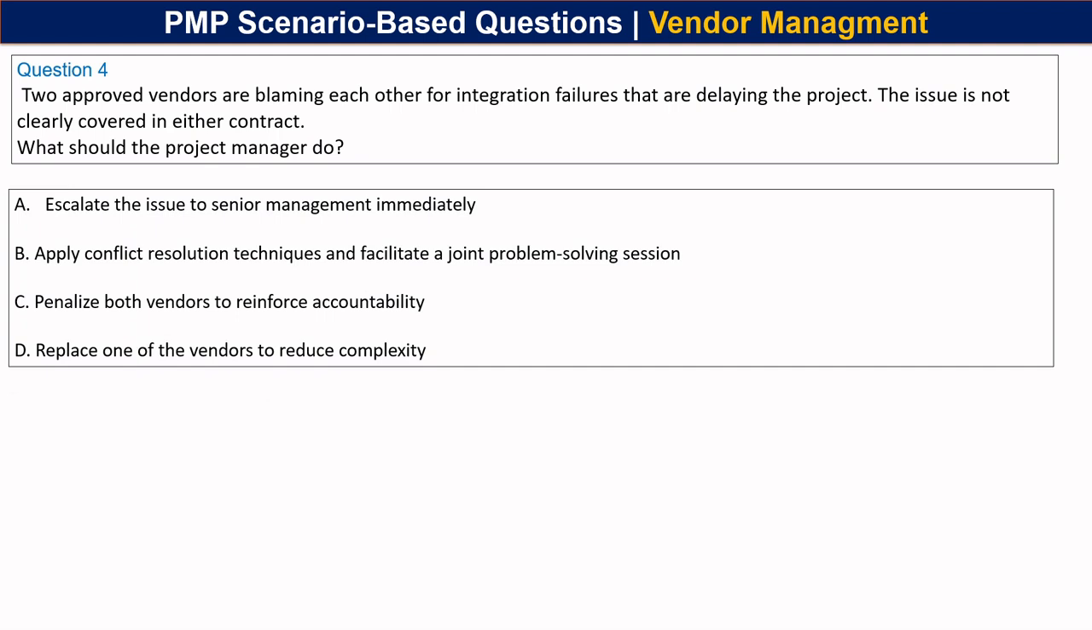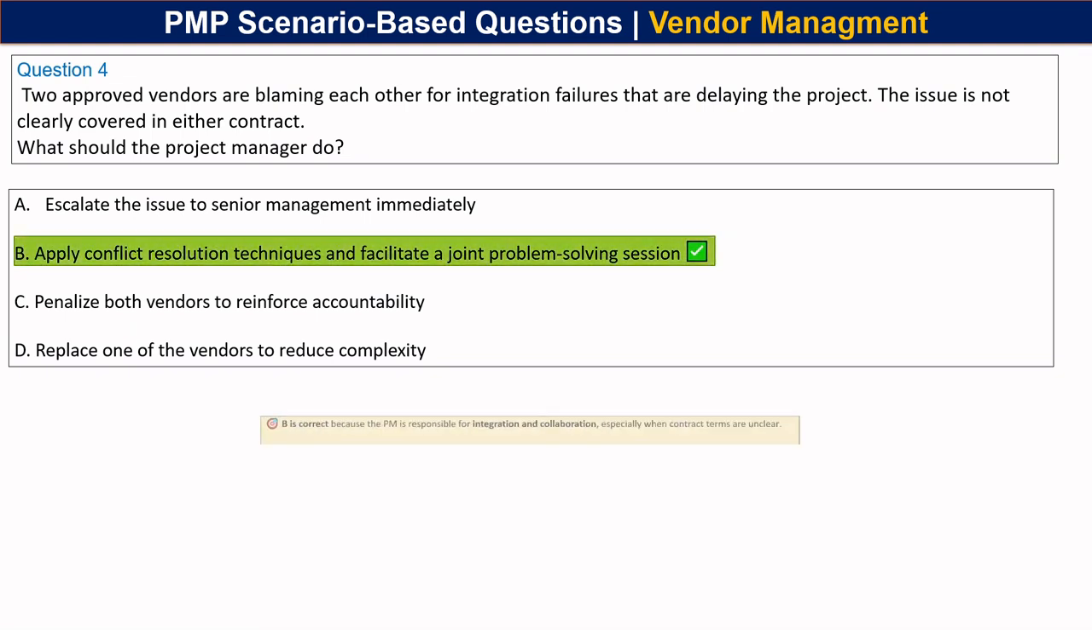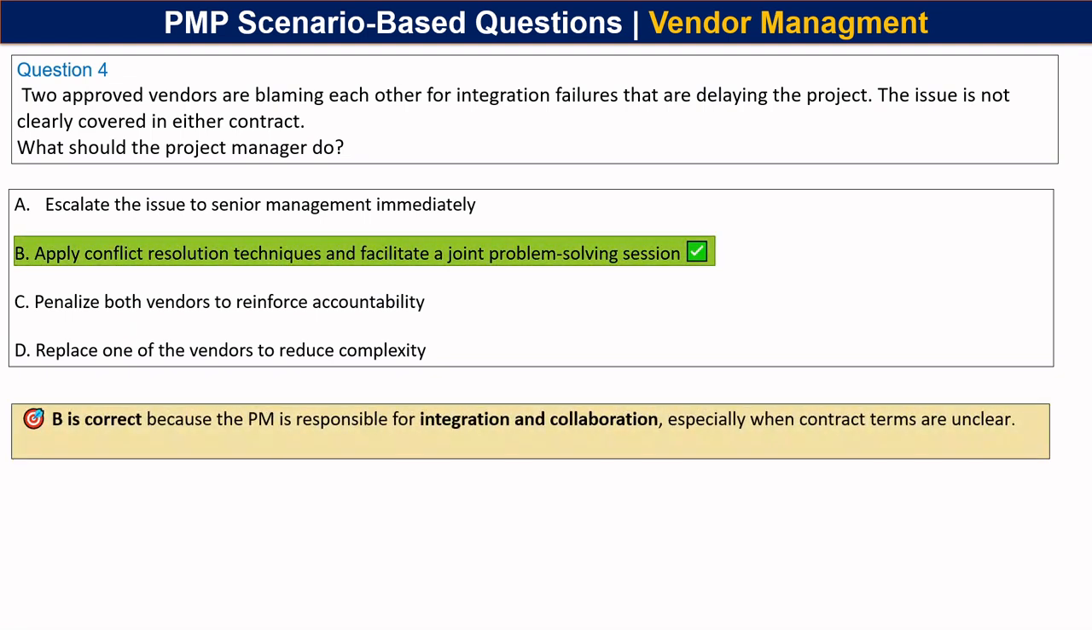And the options are A. Escalate the issue to senior management immediately. B. Apply conflict resolution techniques and facilitate a joint problem solving session. C. Penalize both vendors to reinforce accountability. D. Replace one of the vendors to reduce complexity. Guess the right option. And the right option is option B, because the project manager is responsible for integration and collaboration, especially when contract terms are unclear.